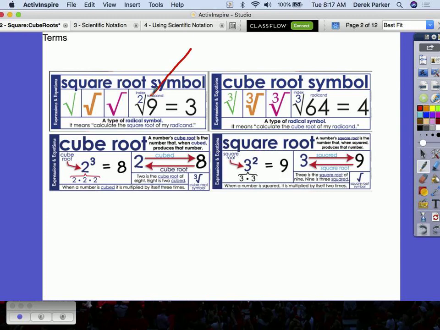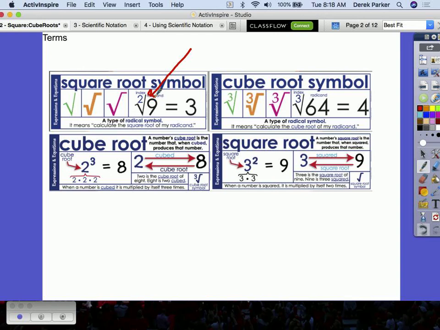This is called the radicand. It means calculate the square root of my radicand when you're taking the square root symbol. A radicand is the number under the symbol when you're taking the square root of something, or a cube root. A cube root symbol means calculate the cube root of my radicand.